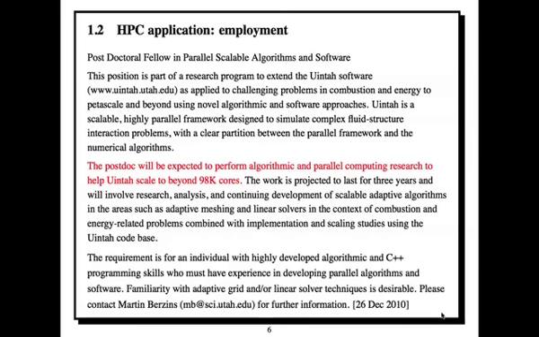you like to do. So amazingly enough, on the day after Christmas, this email arrived in my mailbox from someone at Utah saying, we want to hire somebody. The postdoc will be expected to perform algorithmic and parallel computing research to help their system scale to 100,000 cores. Okay, so I reckon that that's my job here today, is to teach you what you need to know to get up to that scale, to 10,000 to 100,000 processors. So we'll look at that.